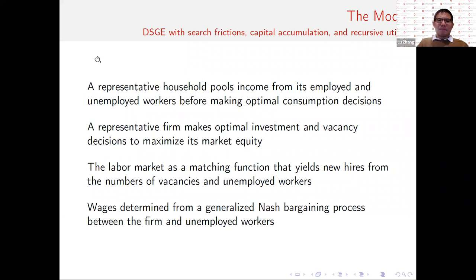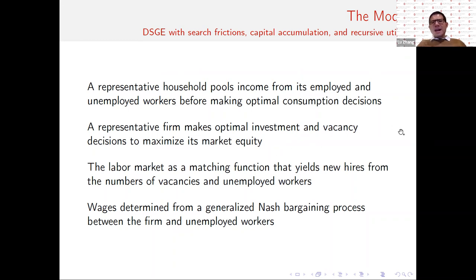So the setup is simple. Following Merz's 1995 JME article, we're going to have a representative household that pools income from its employed as well as unemployed workers before making optimal consumption decisions. In other words, we have perfect insurance within the household, so this way we can write down a representative household problem. So it simplifies the modeling big time, and that assumption can be relaxed, of course. But that extension has to be left for future work.